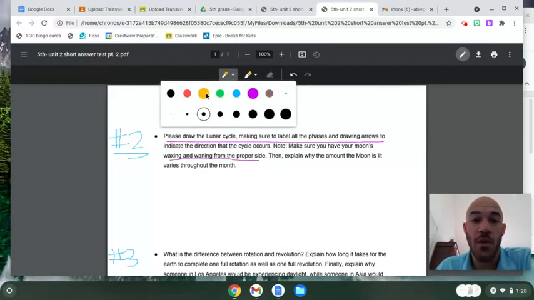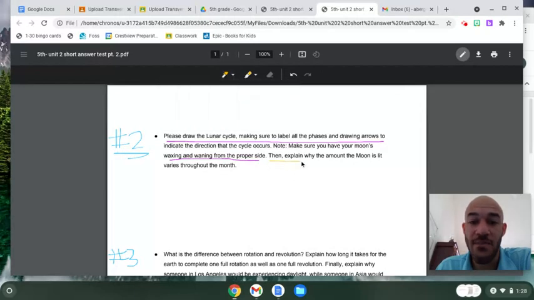Finally, I'll do a different color. Finally, explain why the amount the moon is lit varies throughout the month. As you know, in the lunar cycle, the moon is lit at different amounts throughout the month. Explain why. You may use your notes. So there are a few things I'm asking you to do for this question. Make sure you have responded to each part of the question.